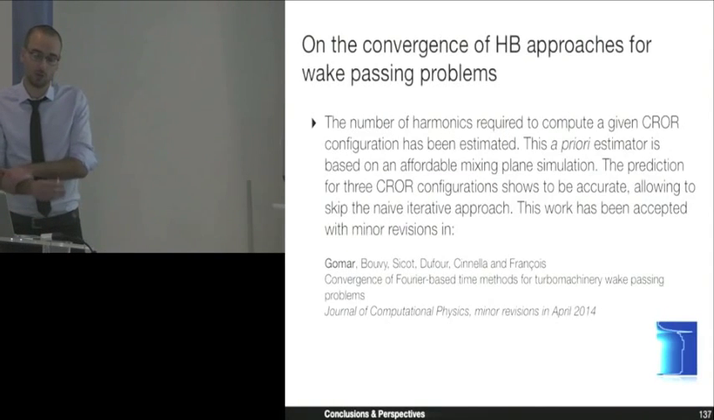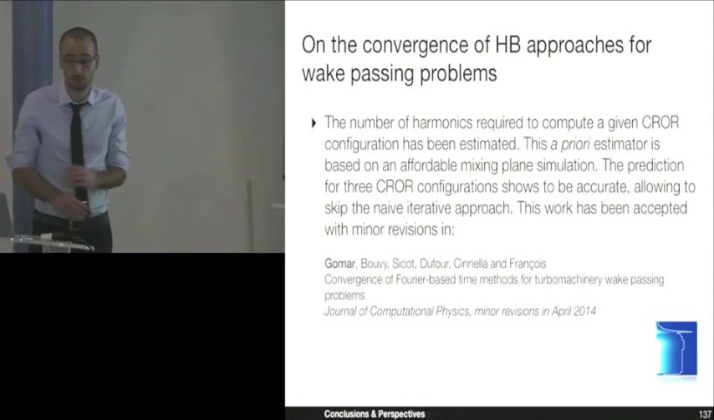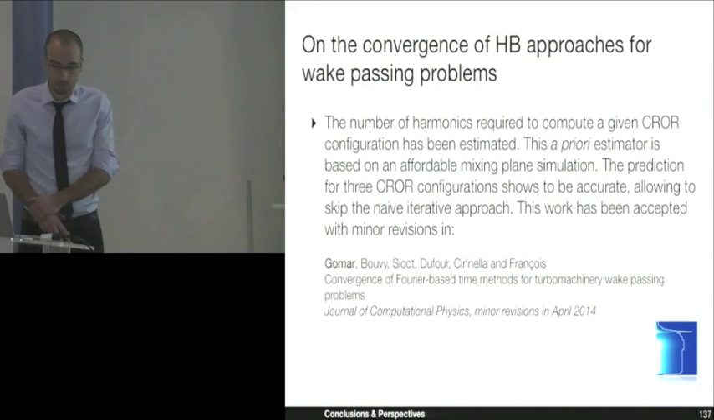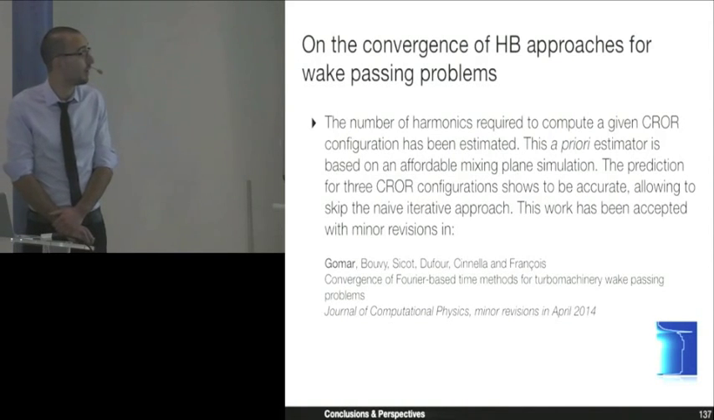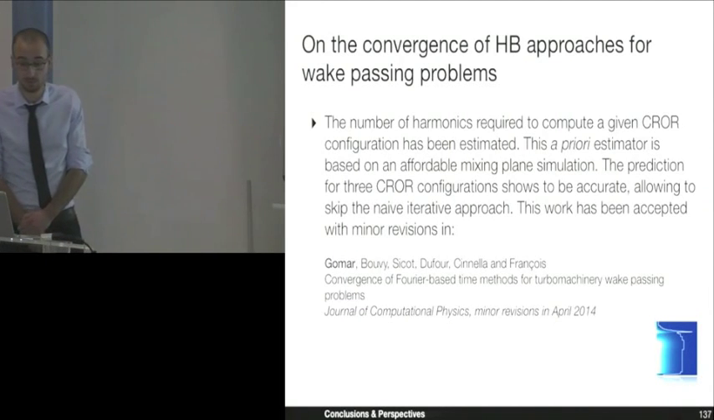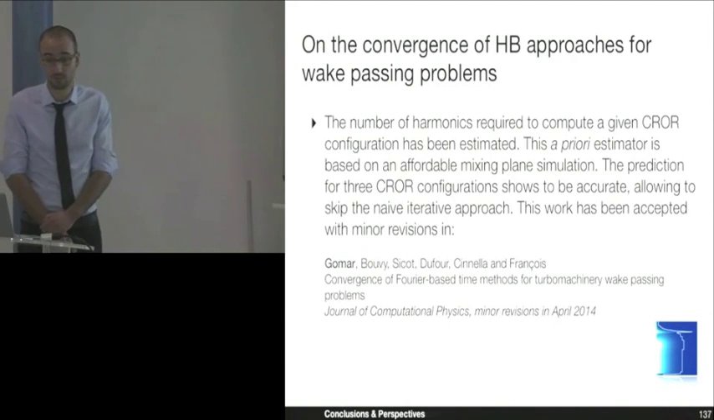Now, on the convergence of harmonic balance approaches for wave passing problems, we can say that the number of harmonics required to compute a given CORRE configuration has been estimated. And this a priori estimator is based on an affordable mixing plane simulation. The prediction for 3 CORRE configurations shows to be accurate, and this allows to skip the naive iterative approach. And this work has been recently accepted with minor revisions in Journal of Computational Physics.